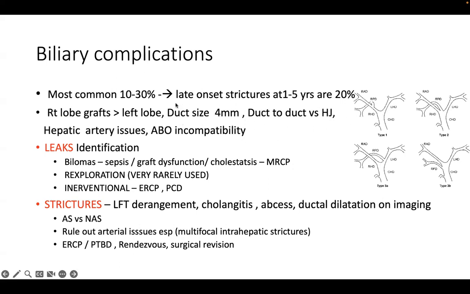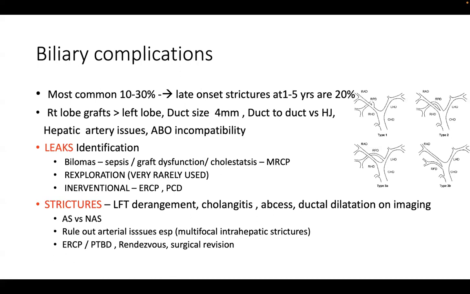A duct size less than 4 millimeters is at a higher risk of stricturing. Consider a duct-to-duct anastomosis versus a hepaticojejunostomy. There's good data from some of the large centers like Asan showing that when you have a hepaticojejunostomy, the outcome is better, especially with two ducts or smaller ducts. Hepaticojejunostomy causes fewer bile leaks and a lesser incidence of strictures compared to a duct-to-duct anastomosis, probably because in the traditional duct-to-duct anastomosis, the dissection and the duct vascularity is a bit impaired.